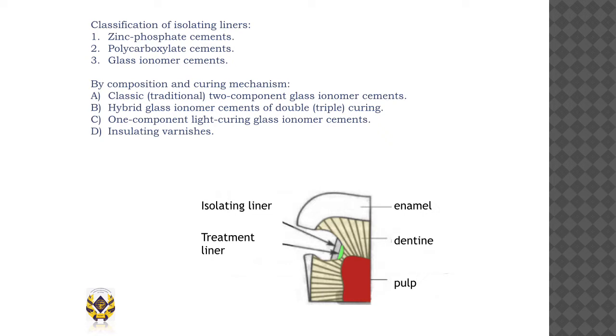Classification of isolating liners: zinc phosphate cements, polycarboxylate cements, and glass ionomer cements. By composition and curing mechanisms, there are classical two-component glass ionomer cements, hybrid glass ionomer cements of double or triple curing, one-component light-curing glass ionomer cements, and isolating varnishes.